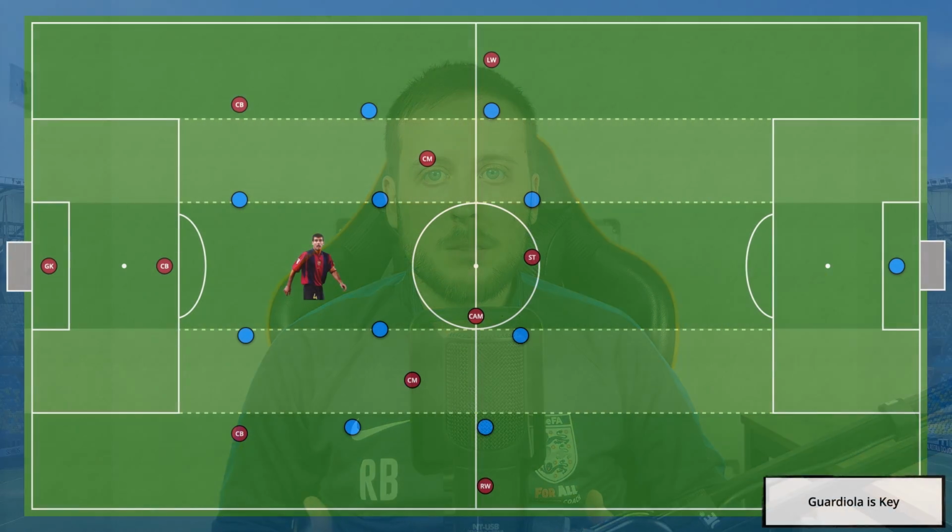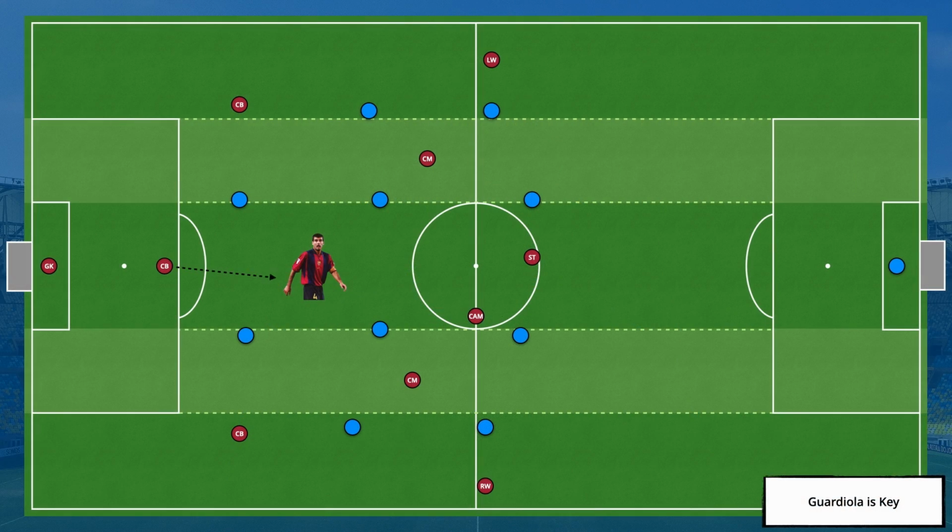Within Cruyff's 3-4-3, Guardiola, as the single pivot, played a vital role. He's the direct link between the 2 diamonds. So we would expect Guardiola to receive from the defensive unit, positioned beyond the opposition's attacking unit, to move the ball vertically into the forward players.